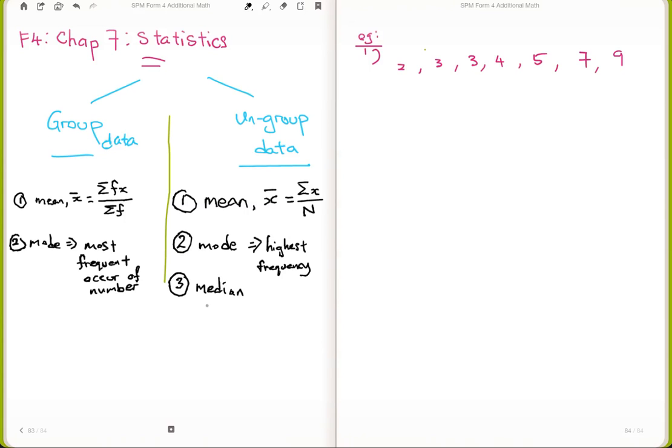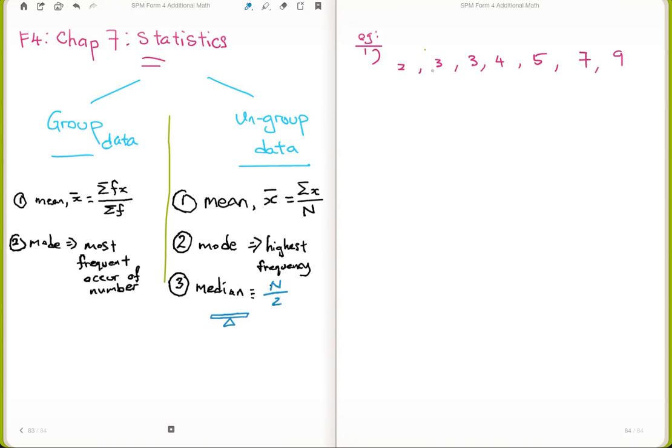Now the median for ungroup data is rather simple. All you need to do is take the number. I'll use another color because it's not the frequency number or the total number. It's that amount of numbers divided by 2, in the middle. So meaning it's a pivot point. Numbers in ascending order. Imagine a pivot point in the middle.